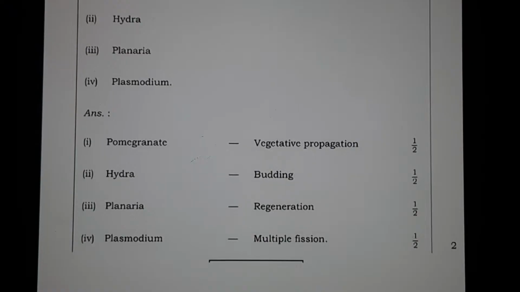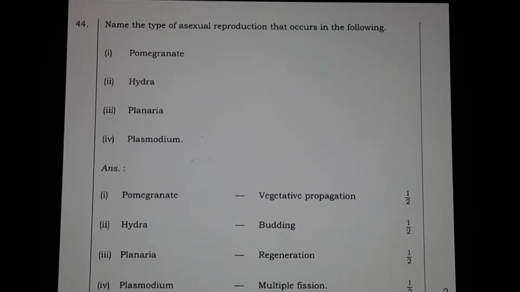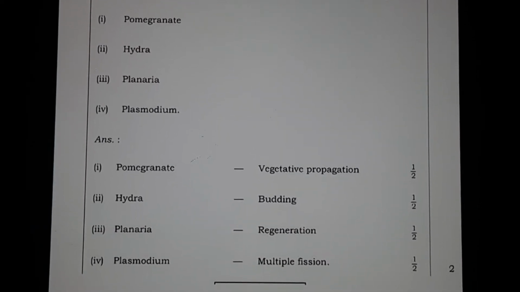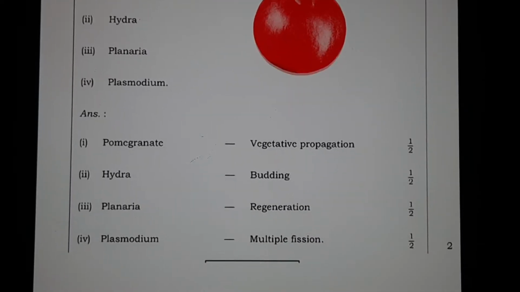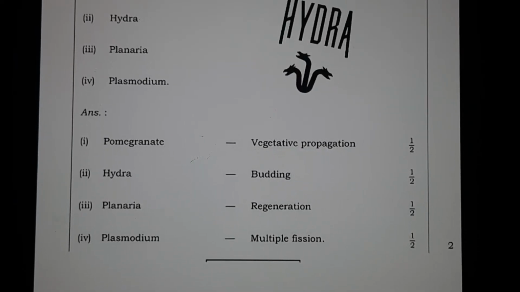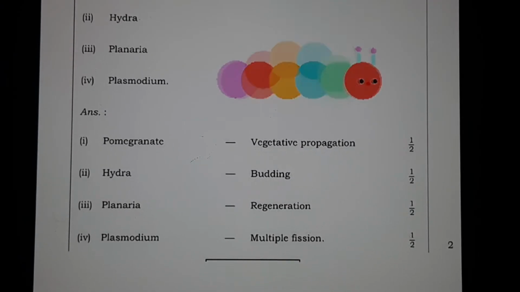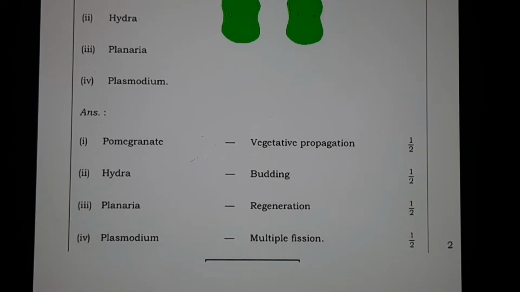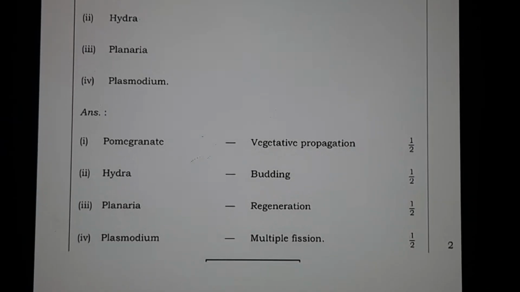Next, name the type of asexual reproduction that occurs in the following: pomegranate, hydra, planaria, plasmodium. In pomegranate, vegetative propagation happens, and in hydra, budding takes place. In planaria, regeneration takes place, and in plasmodium, multiple fission will occur. So these are some of the types of asexual reproduction that occur.